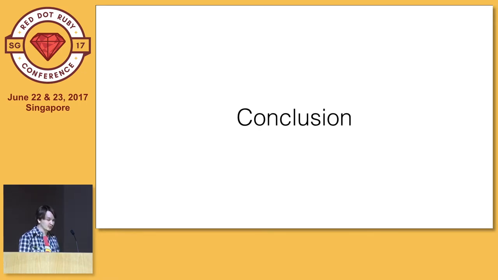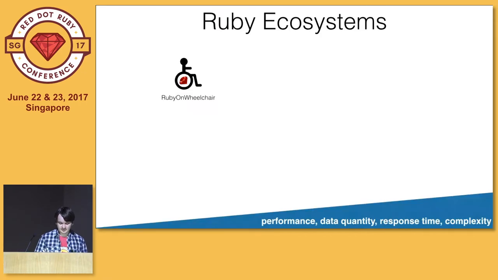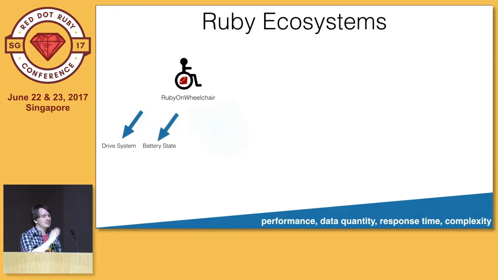Okay, so with that said, concerning conclusion here. I have essentially two things to conclude. First is about the Ruby ecosystem. Yukihiro Matsumoto has talked about MRI, how it's improving over time, mruby and JRuby. So my personal ecosystem looks actually like that. I have this Ruby wheelchair, and I have implemented different things which have different kinds of complexities, different kinds of needs. The data quantity of a drive system and the complexity is very low, to be honest. It's very simple code.